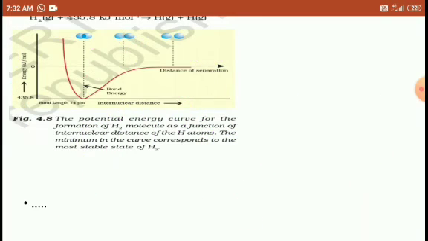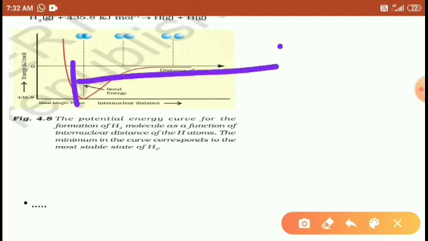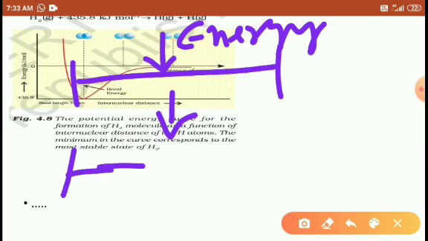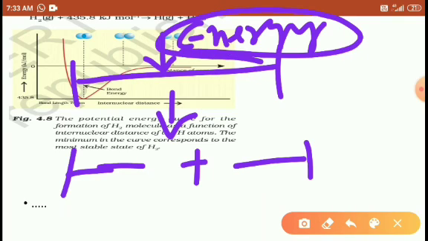Right students, so it means for the separation of any substance we have to supply energy. For example, students, you may use a stick. For the dissociation of the stick, you have to apply some force, or some energy, on this stick. Then the stick breaks down like this by applying some energy. Right, students?